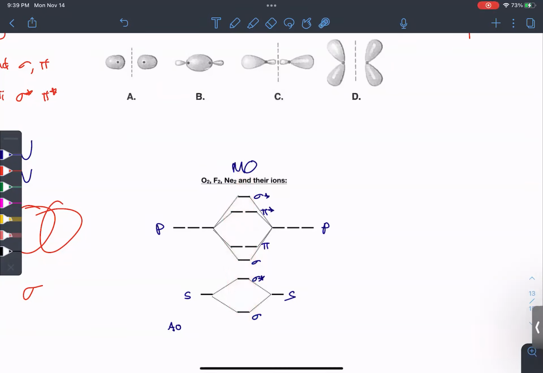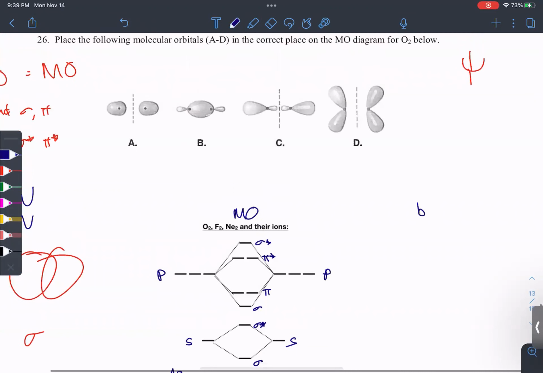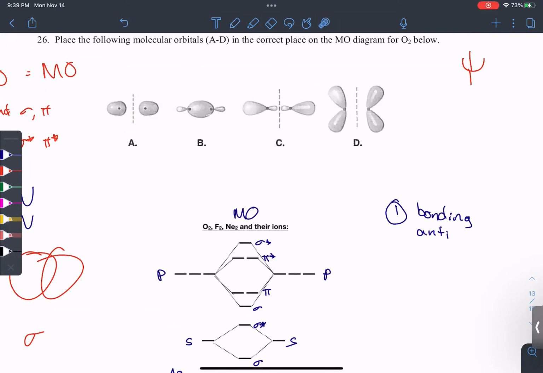So we want to point to which one of these lines is A, B, C, and D. How I want to approach this is I ask myself, is it bonding or is it anti-bonding? That's the first question. So this first one, the black dots are our atoms. Bonding orbitals put electron density between the atoms. Is there any electron density between the atoms? No.